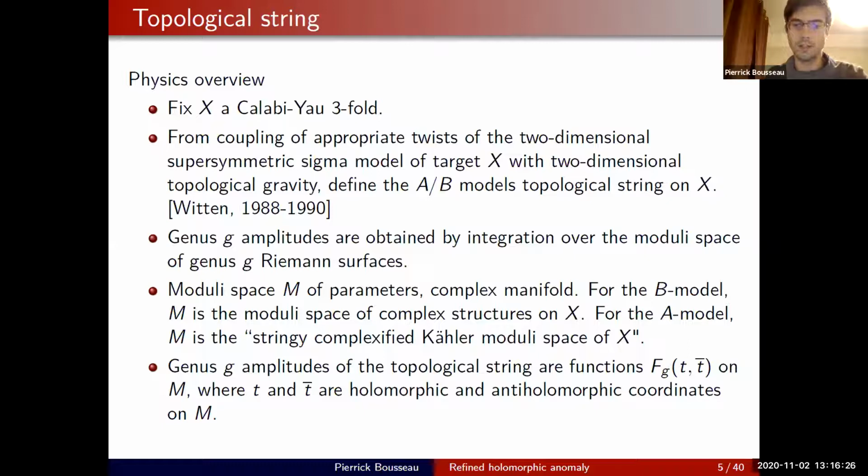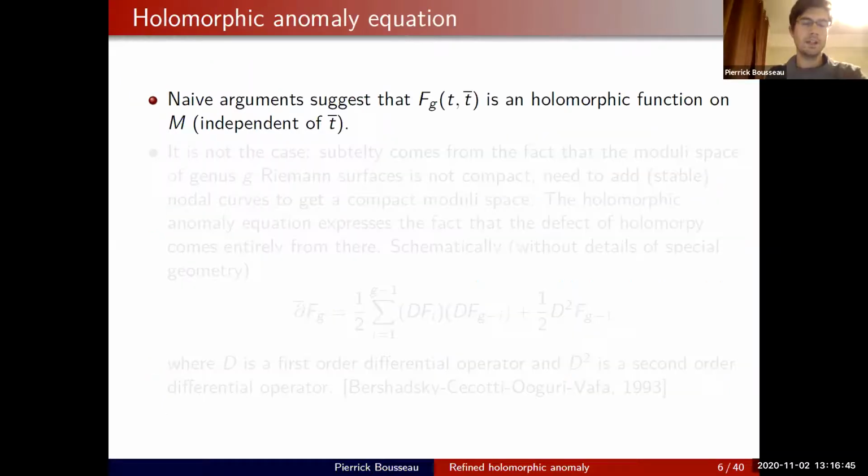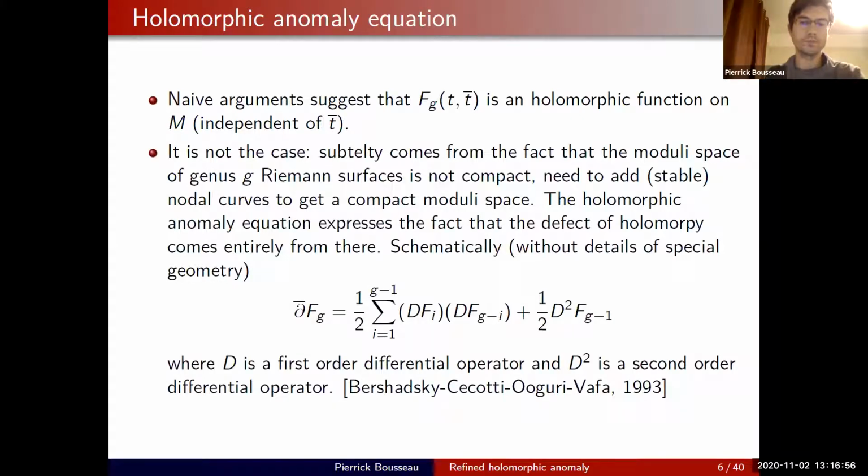So I wrote F_g of t and t bar, where t and t bar are holomorphic and anti-holomorphic coordinates on the moduli space. The moduli space is a complex manifold. It makes sense to pick holomorphic, anti-holomorphic coordinates. And the genus g topological string amplitude is a function of these parameters. And some naive arguments suggest that this F_g of t and t bar should be some holomorphic function, so a function of t, but not of t bar. But in fact, it's not the case.